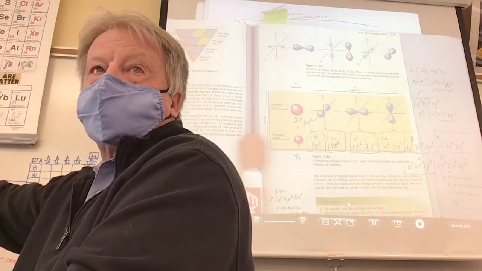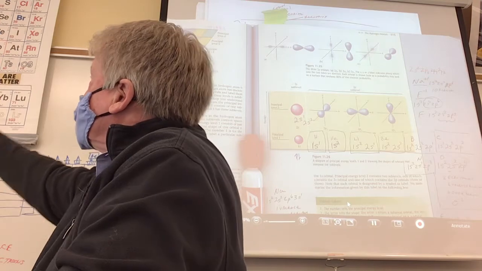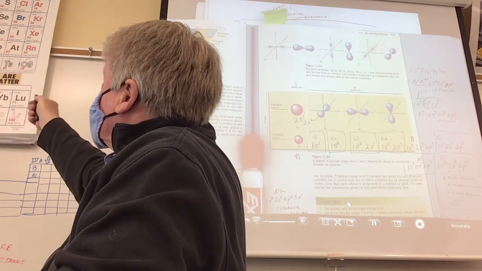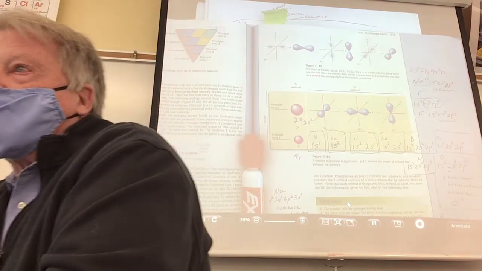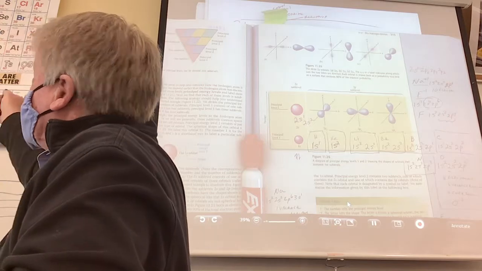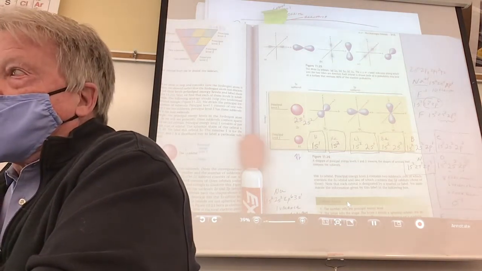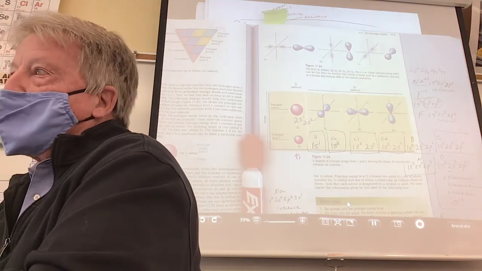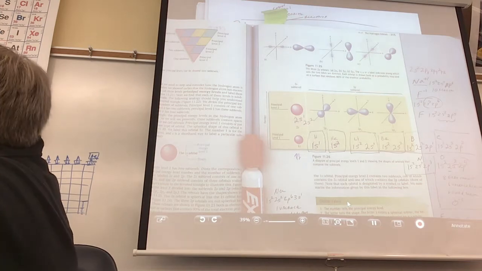Now watch. In the second energy level, how many elements do you see? 1, 2, 3, 4, 5, 6, 7, 8. You understand this? There are 8 elements in the second level because you can put 8 electrons in the second energy level. Yes, no.